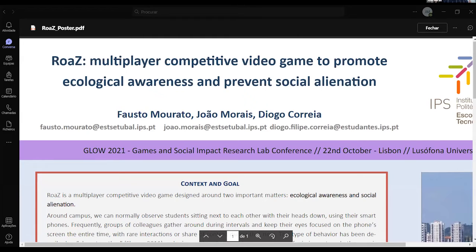Frequently, groups of colleagues gather around during intervals and keep their eyes focused on the phone screen the entire time. This type of behavior has been described as alone together and arises with technology dependency, feeling of missing out, and other possible issues. Our goal was to build a game that could be played in those contexts of social alienation, but that at the same time promoted social interactions in gaming sessions, either for players as well as for spectators.